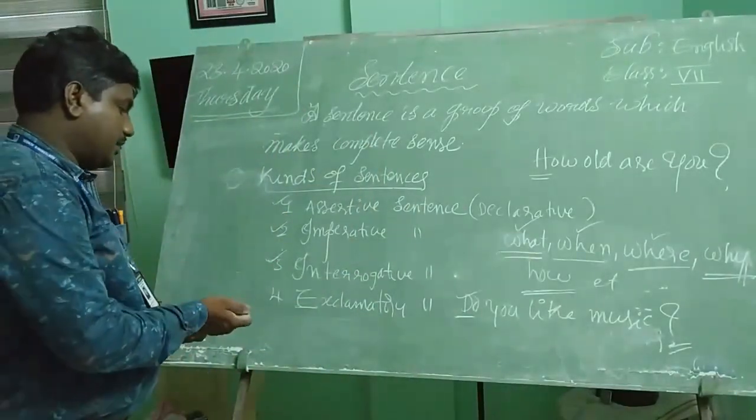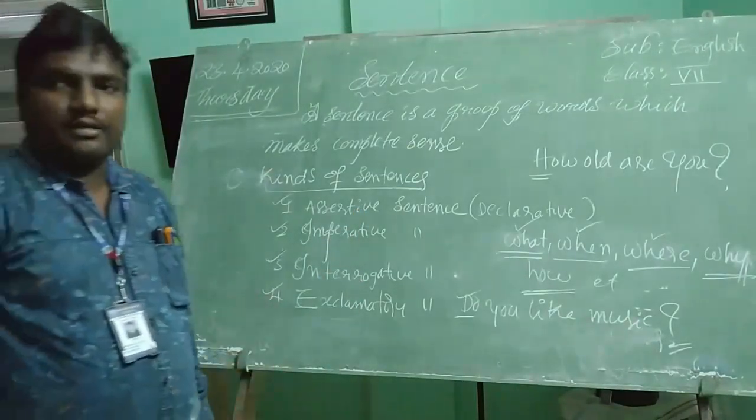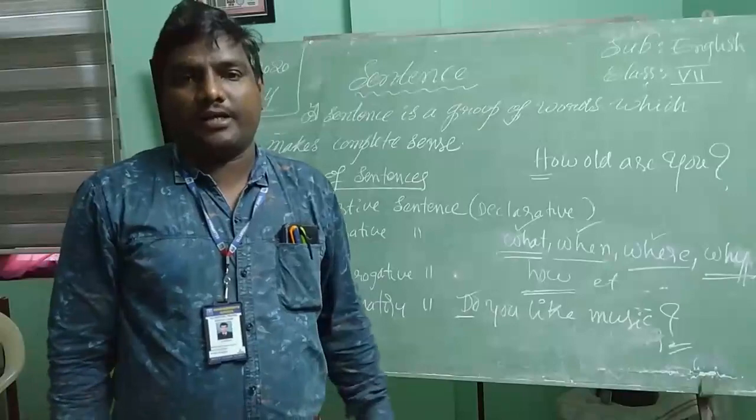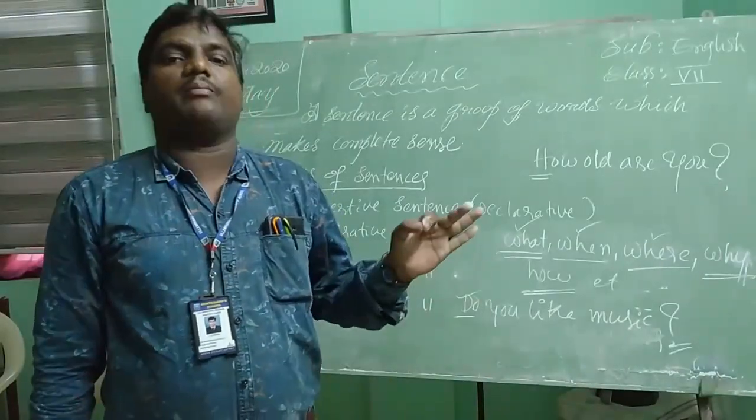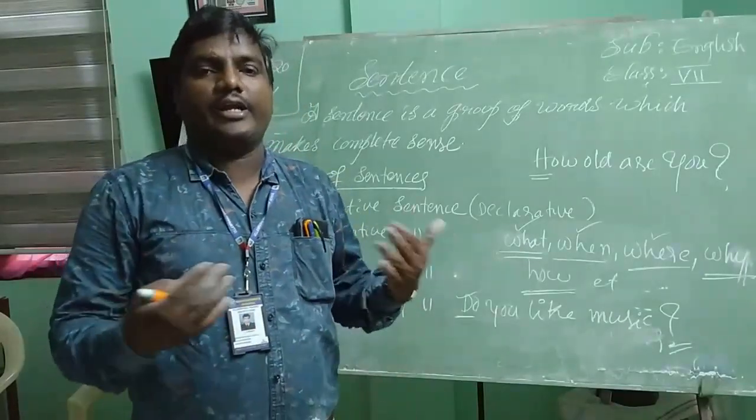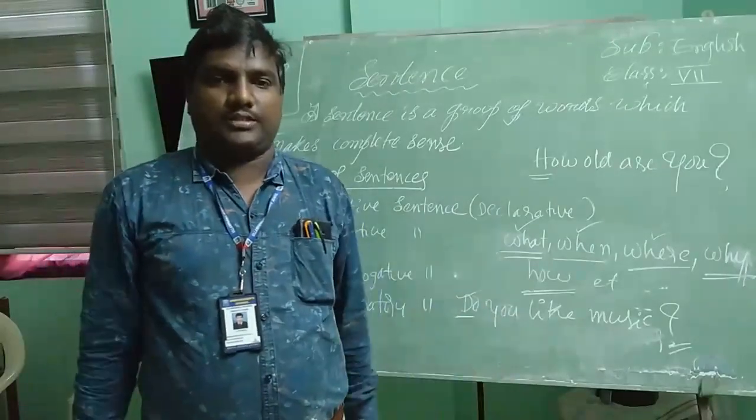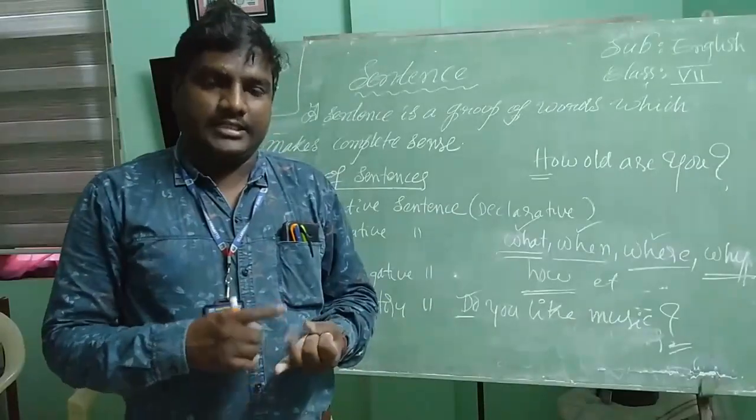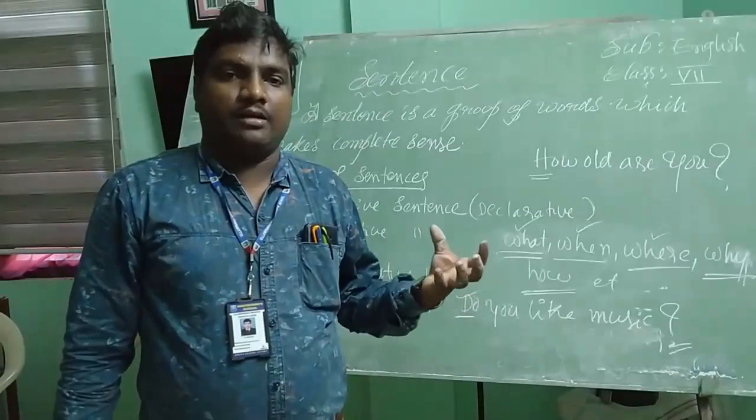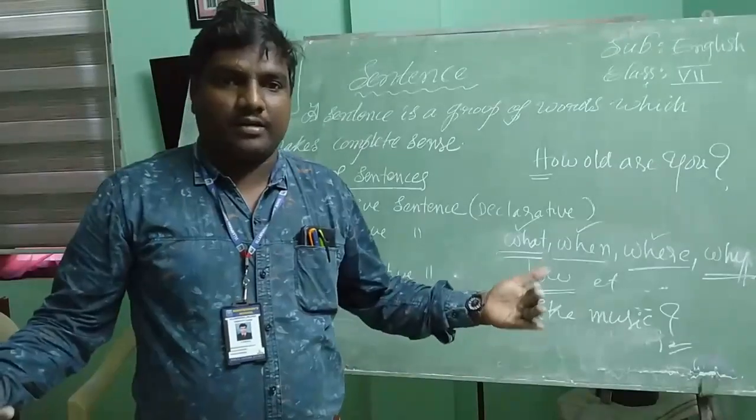Next, let us see the exclamatory sentence. What is an exclamatory sentence? An exclamatory sentence starts with a capital letter and ends with an exclamation mark. An exclamatory sentence indicates our emotions. Generally, every human being has some emotions like happy feelings, sad feelings, sudden expressions, and surprise. So these are some emotions. Generally, when we feel happy, we express our happiness.